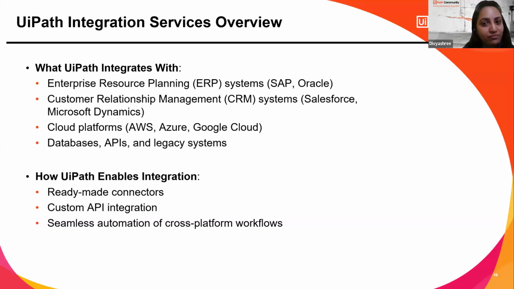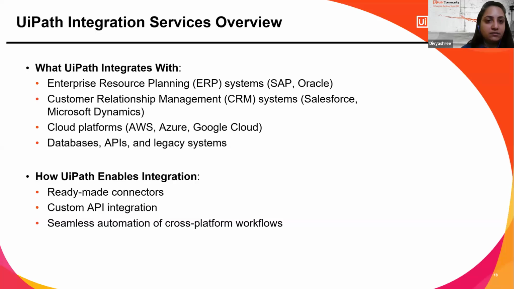What we do have already in place is the ERP systems such as SAP and Oracle. We do have the CRM systems such as Salesforce, Dynamics 365, and all of those things. We do have cloud platforms like 365. We have AWS, Azure, and the cloud services. And also we do have, with respect to the database, APIs, and also the legacy systems. All of them are already available in the UiPath integration services.